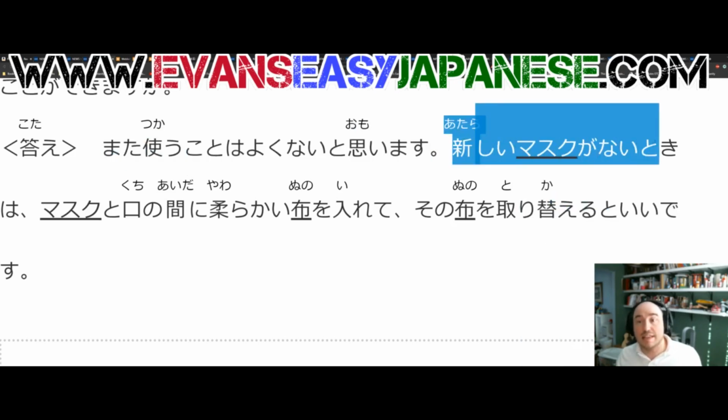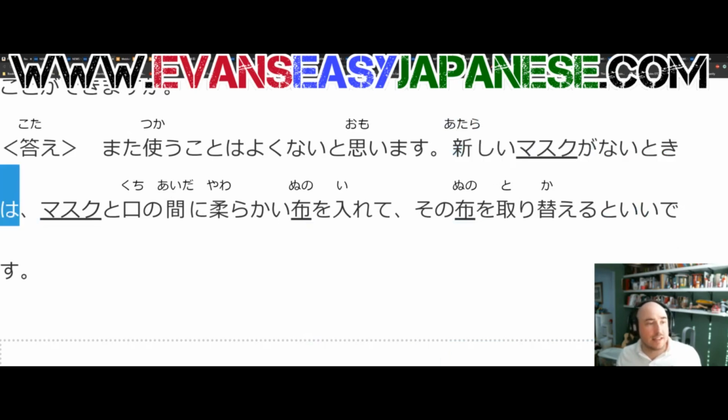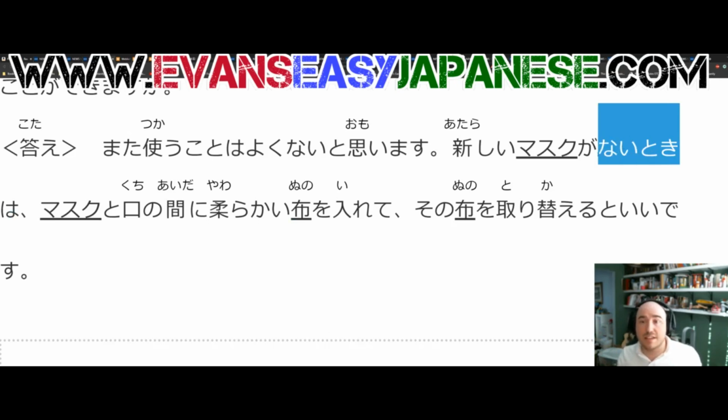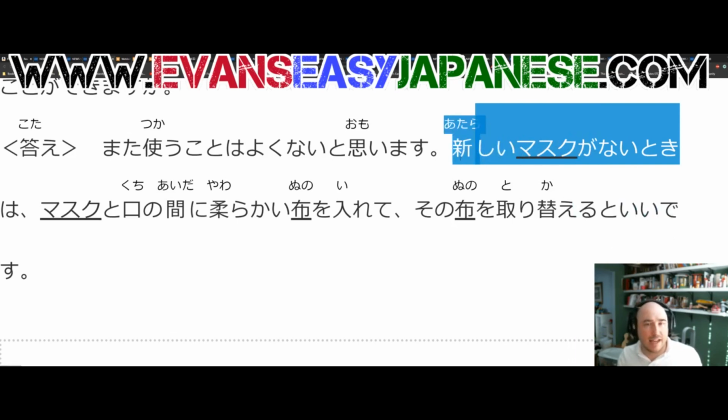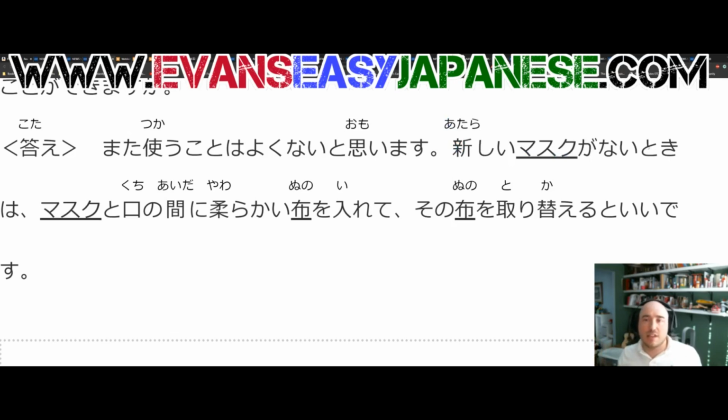新しいマスクがないときは? Okay, so this is a great one. 時は, we're making this into generally the topic. Everything after this は particle is much more important than what comes before this. And what comes before it is toki, a time. Ga nai, a time when something is not there. Mask ga nai, so a time when a mask is not there, but not just any mask, a time when there is atarashii mask ga nai toki, when there is not a new mask, when you don't have a new mask. Notice how in English, this nai can either be there is not something, or it means you don't have something.